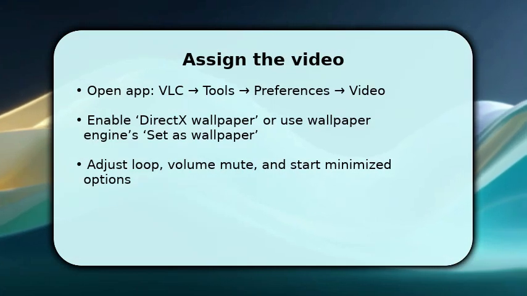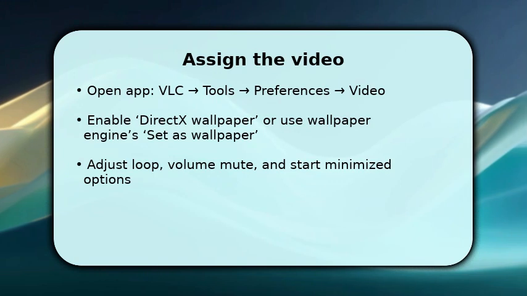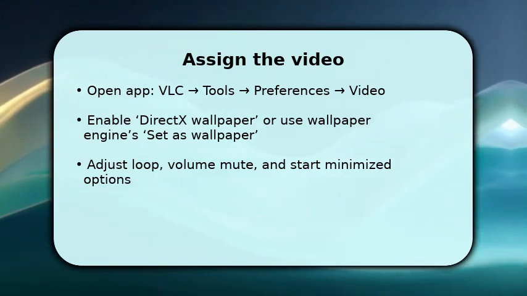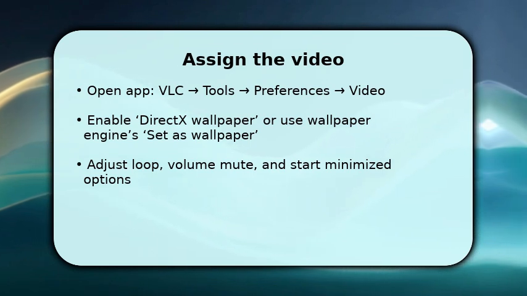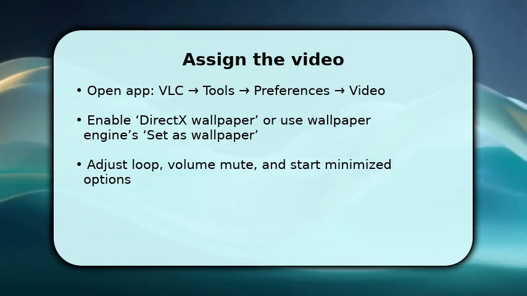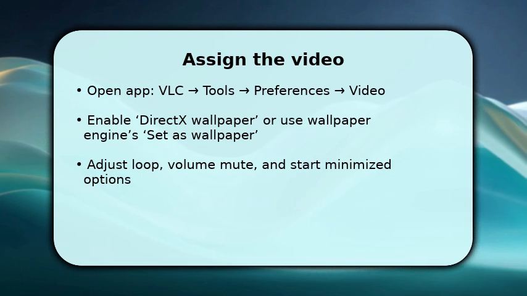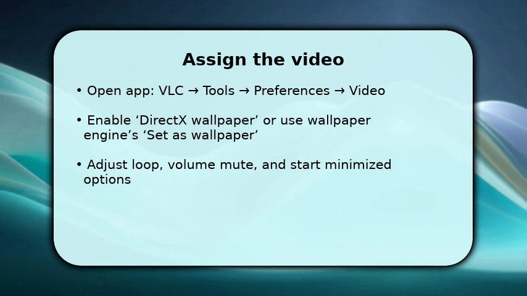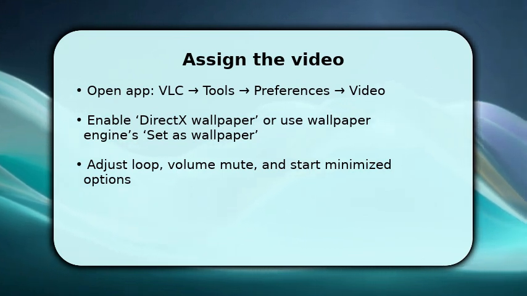Next, you'll assign the file as the desktop background. In VLC, go to Tools, Preferences, Video, select DirectX or Direct3D output, then play the video, right-click and choose Set as Wallpaper. If using a wallpaper engine, import the MP4 and click Set as Wallpaper. It handles scaling and looping automatically.